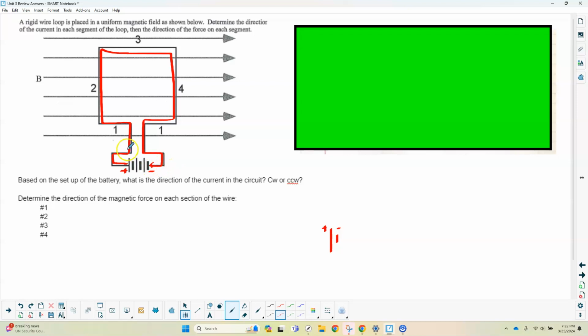So that is kind of the direction of the current. If I was describing this, I would say it's moving in the clockwise direction. So that's what I think for this setup. So I'd say it's clockwise, and again, it's because it goes from high to low.